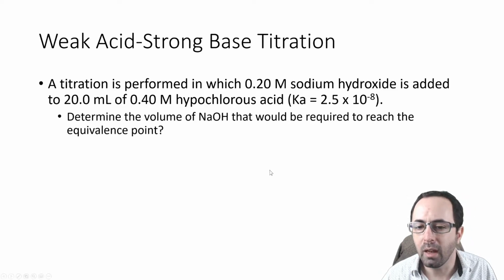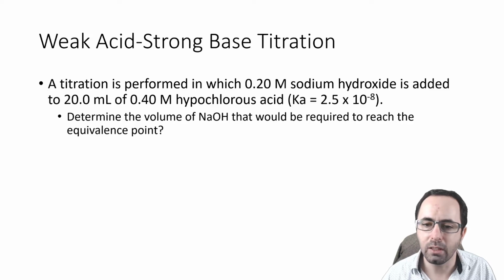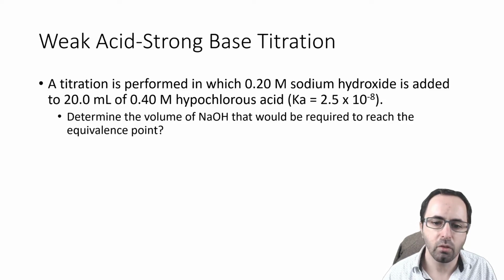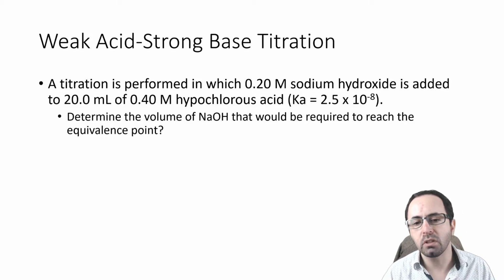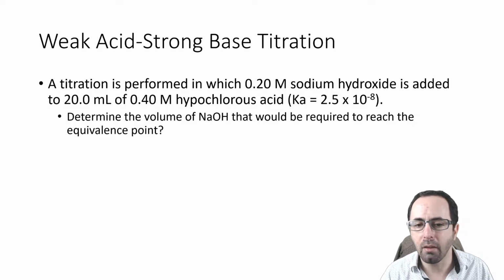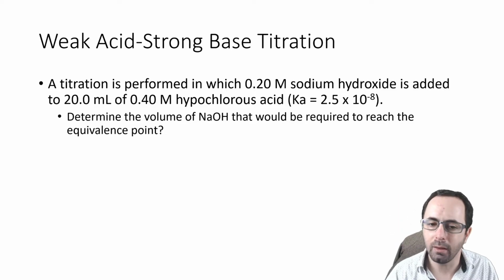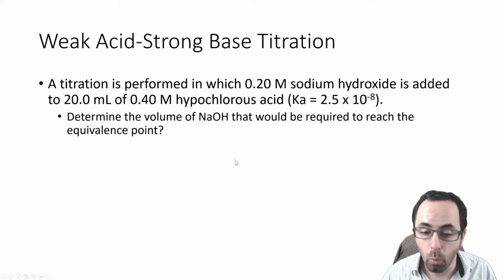Determine the volume of NaOH that would be required to reach the equivalence point. So this is just a stoichiometry problem. Remember what the equivalence point means. The equivalence point means we're going to have a stoichiometric ratio of the acid to the base. Usually that's going to be a 1-to-1 ratio.